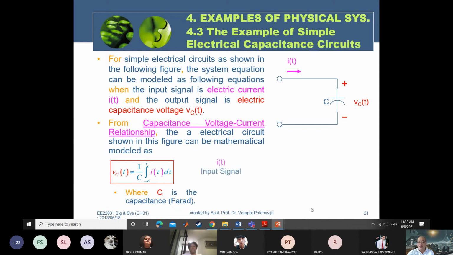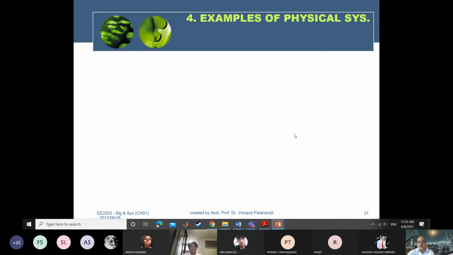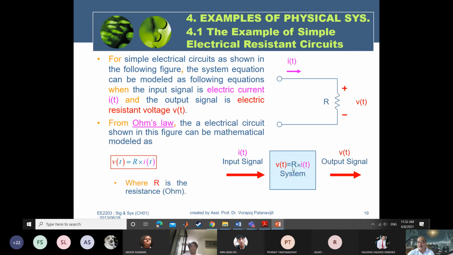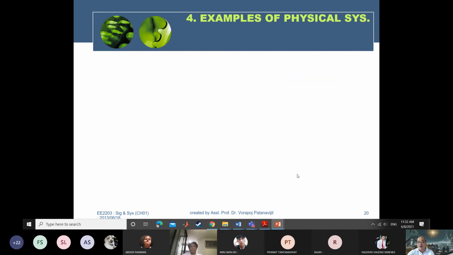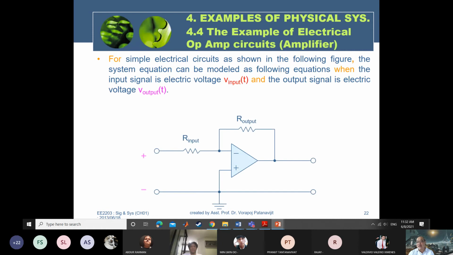From the block diagram point of view, you can explain this in a block diagram. If the input is I, the output is VC. The relationship between VC and I is the integration operator. From these three examples, you can see that the relationship between the input and output is sometimes not simple like the amplifier V equals IR. Maybe integration, maybe differentiation, or in another more complicated case, for example, the op-amp.